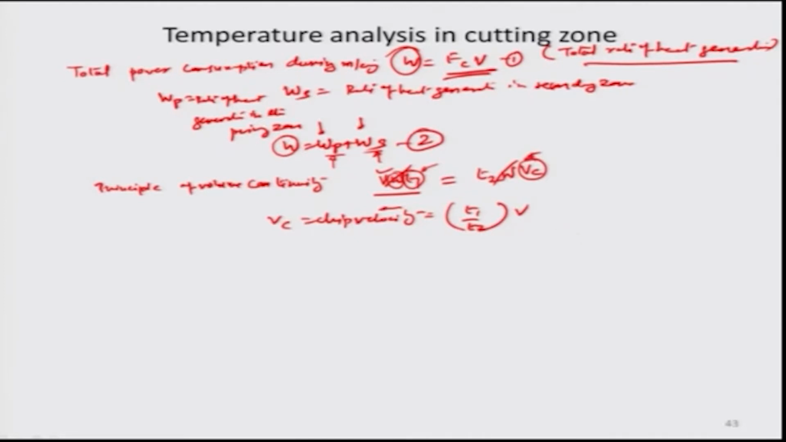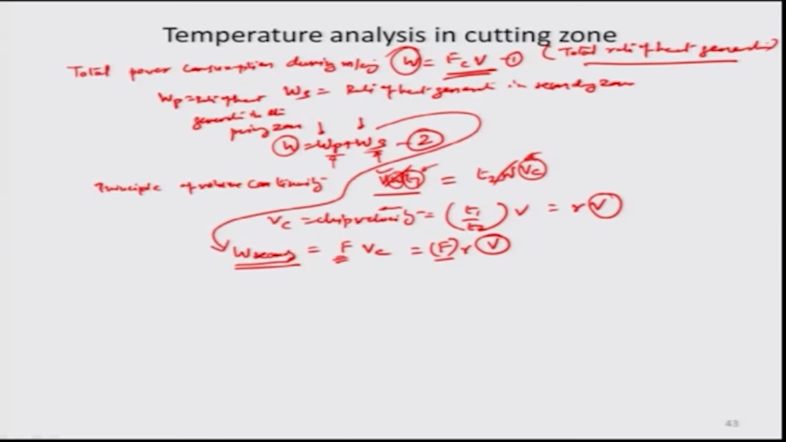So T1 by T2 times V, this we call the cutting ratio, times V. And the secondary heat generation Ws can be recorded as the frictional force F that the chip faces times the chip velocity, which can also be represented as the frictional force that the chip faces with respect to the tool face times the cutting ratio R times the cutting velocity. So F R V. So that is the secondary rate of heat generation, which can be plugged into this equation 2 right about here as the Ws value.